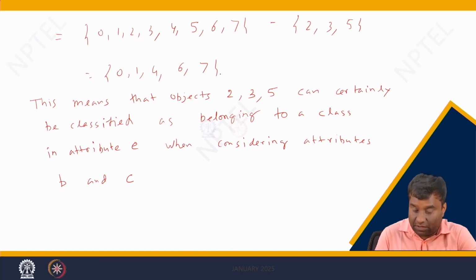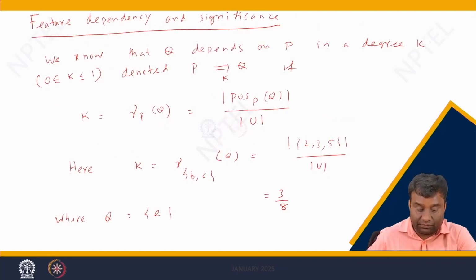This means the objects 2, 3, 5 can certainly be classified as belonging to a class in attribute E when considering attributes B and C.